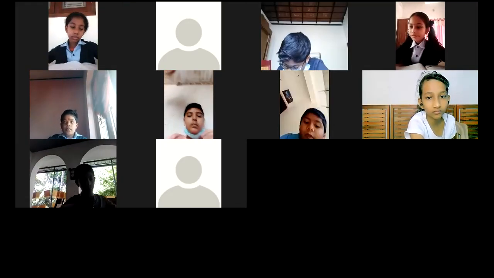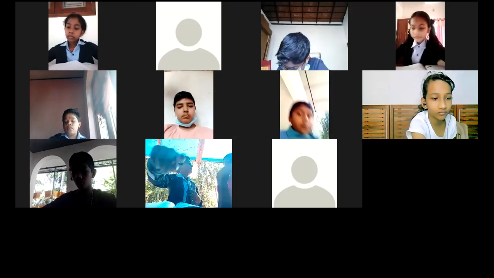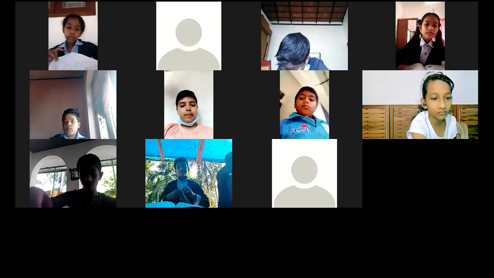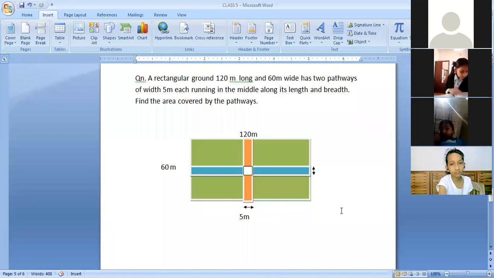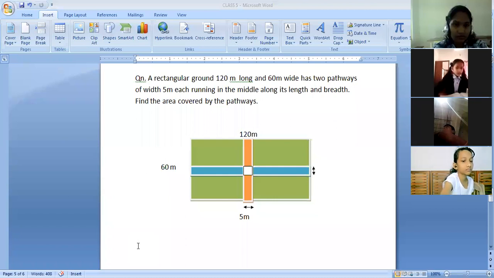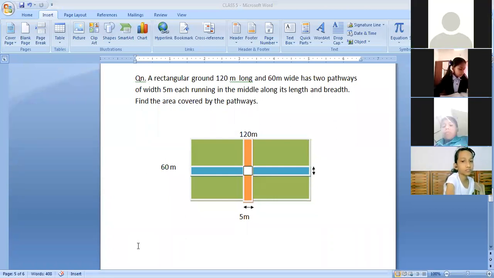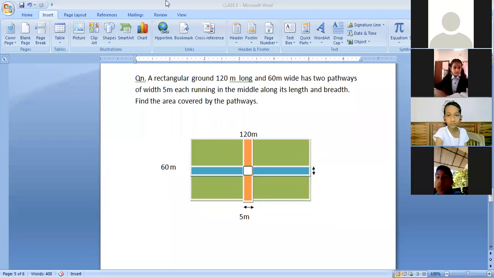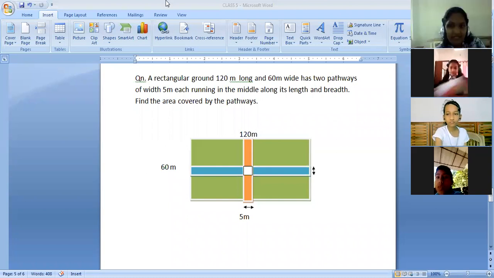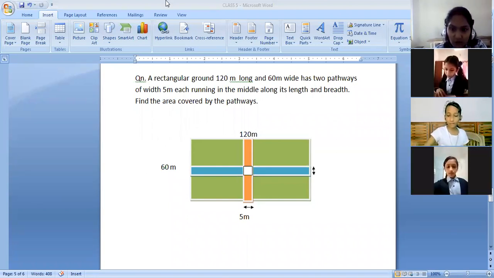So, we were discussing a problem, right? This is the problem. A rectangular ground, 120-meter long and 60-meter wide, has two pathways.